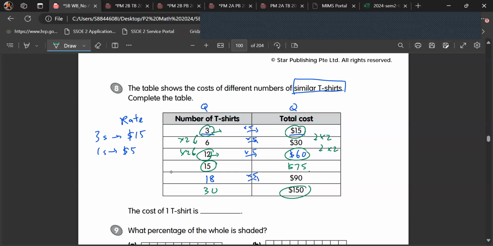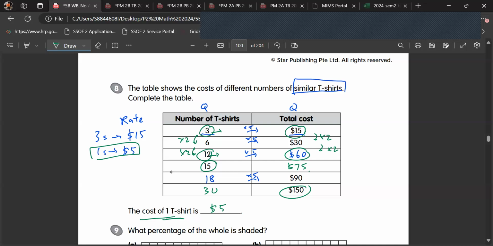So there are many ways to get to this. Of course, the most direct way is to find out one shirt, the unit price. One shirt is $5. Then you just multiply by 5 for the quantity to get the total cost. The clue that this is rate is in this last line, the cost of one t-shirt.